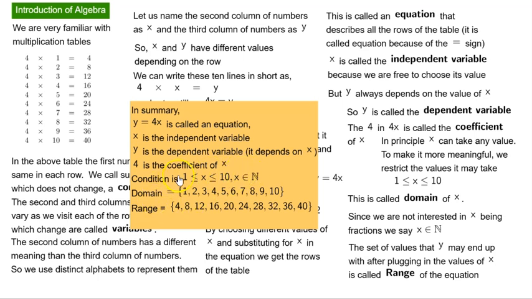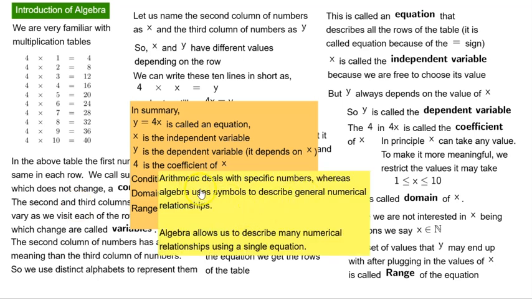So the domain would be what based on this condition? Domain is 1, 2, 3, 4, 5, 6, 7, 8, 9, 10. Now, what are the possible values of y based on the domain? It is 4, 8, 12, 16, 20, 24, 28, 32, 36, 40. So this is the domain, this is the range.